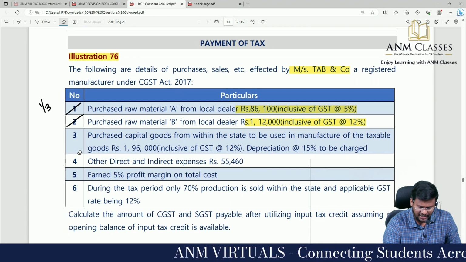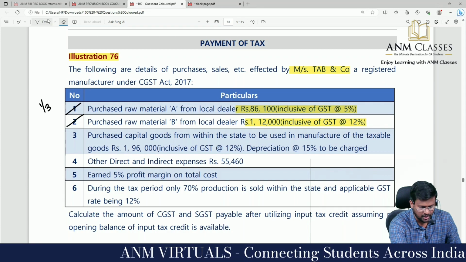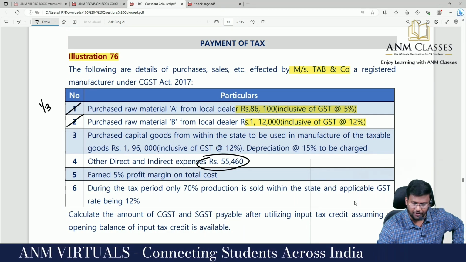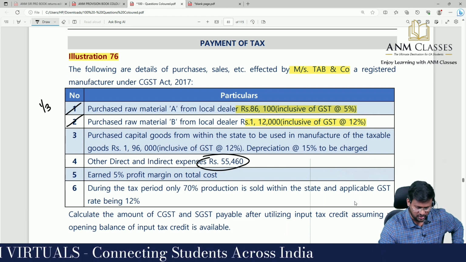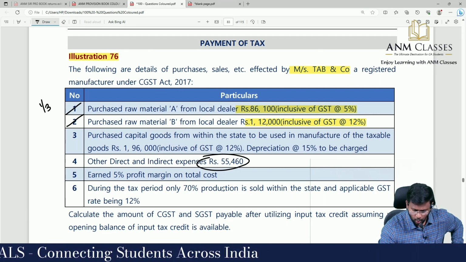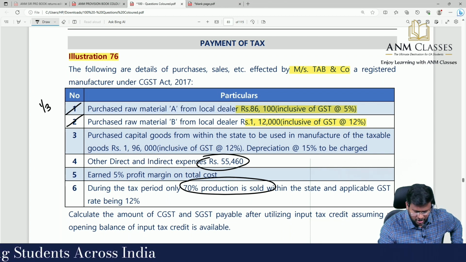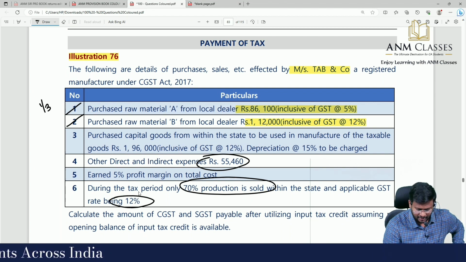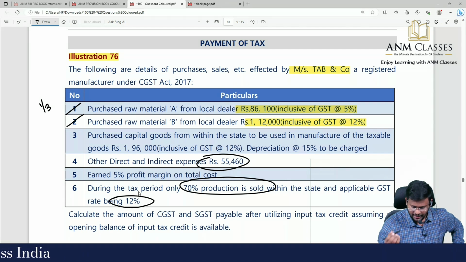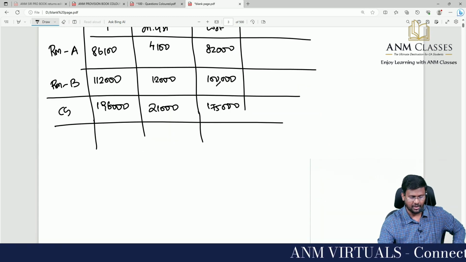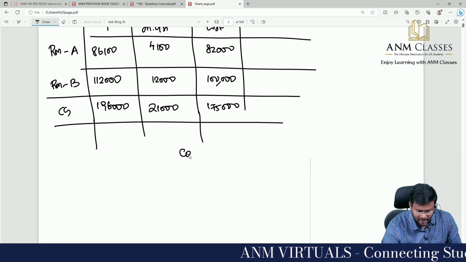Other direct and indirect expenses 55,460. Earned 5% profit margin on total cost. During the tax period, only 70% of the production is sold within the state and applicable GST rate is 12%. Calculate the amount of CGST, SGST payable after utilizing ITC credit, assuming no opening balance of input tax credit is available. Are you ready with me? Yes, sir. Shall I find out the cost of production?